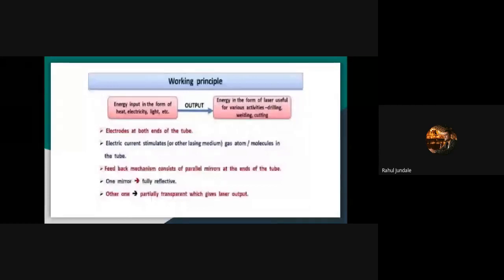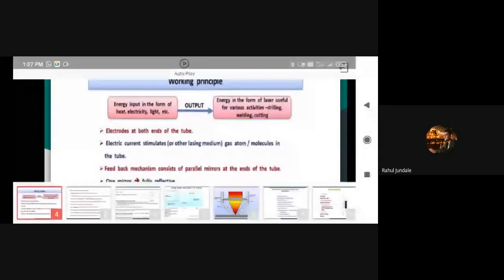You can see that when the pointer is being used in the classroom, that pointer has some laser light, so it has various activities in different spheres. And in this laser beam machine, electrodes are kept at both the ends. Electrodes are kept at both the ends.